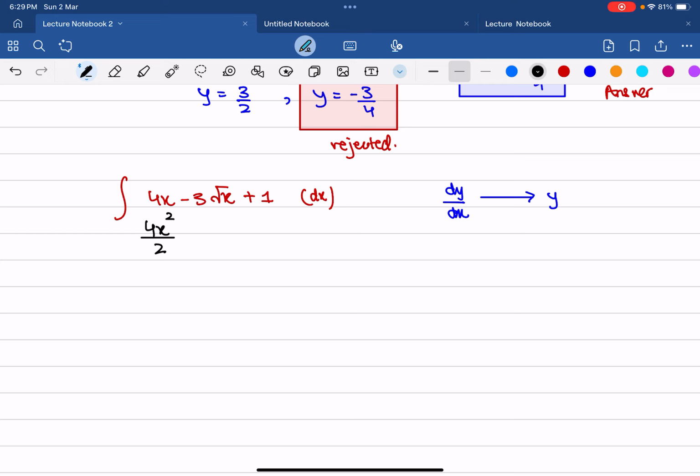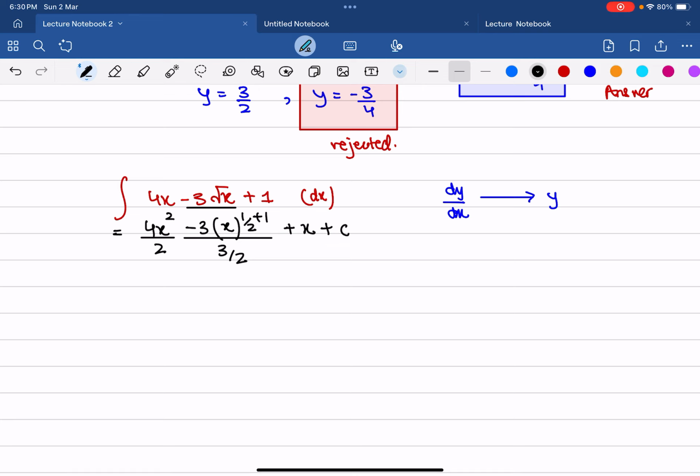Then you are supposed to first convert this radical form into the index form. This is going to be minus 3 x power half. In this I add 1 to the power, and I divide by the same power in the denominator. That is 3/2. And the integration of 1 is x. And don't forget the plus c, that is the constant.